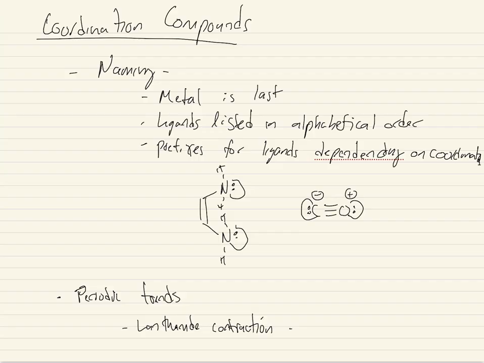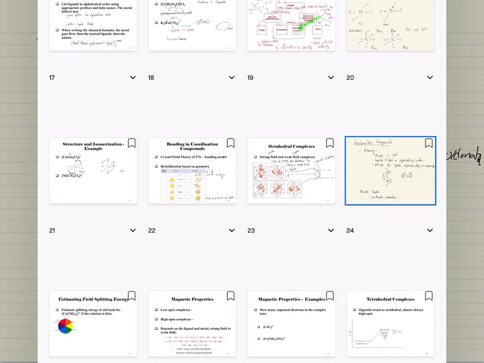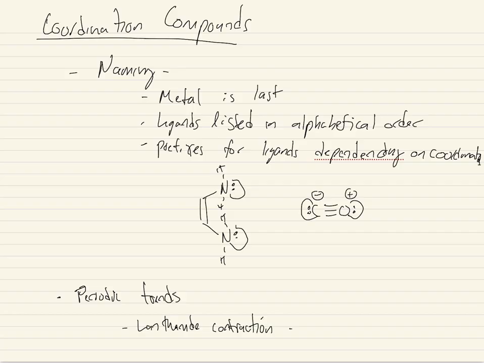But the lanthanide contraction is the one that we were kind of concerned with. And then after that, we first talked about isomerization, and isomerization is a big one because you'll be looking a lot at that. Coordination compound isomers, because there is such a thing as a coordination isomer, right?